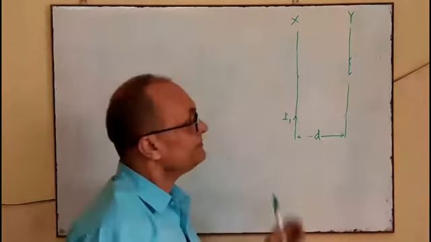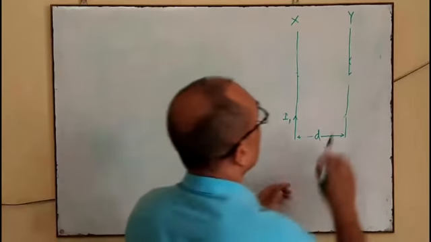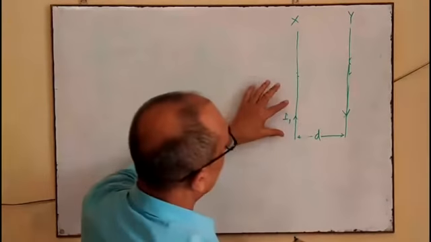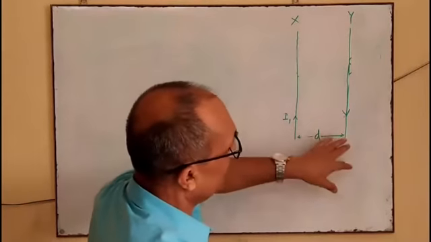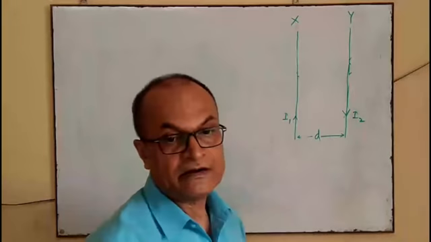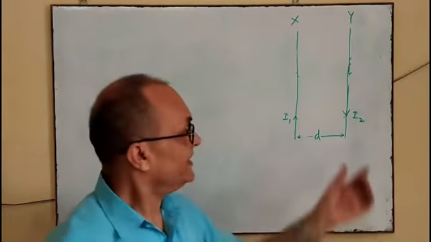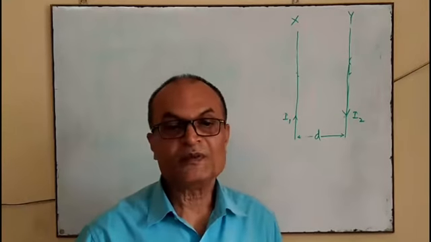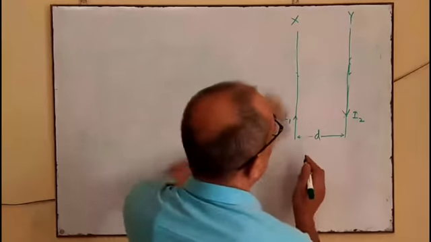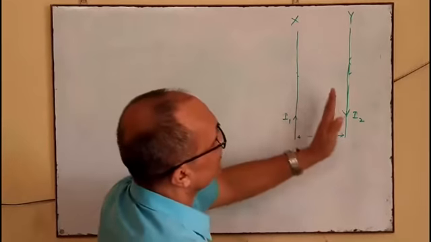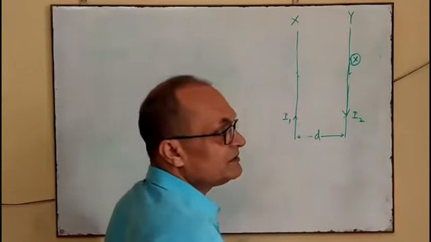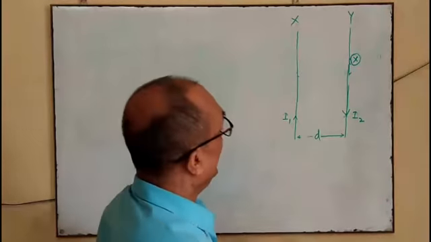Now here again X and Y, two current carrying conductors. Through X, current I1 is flowing, and through Y, current I2 is flowing. Since they are parallel to each other and the distance between them is D, we will see again, due to this magnetic field, current is flowing in this direction. The magnetic field here is found inward using the right hand thumb rule.